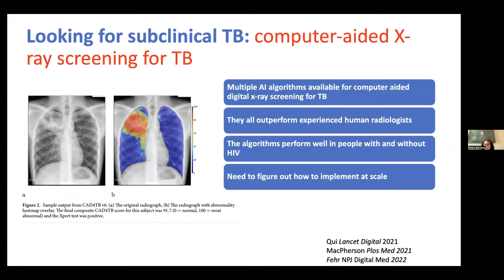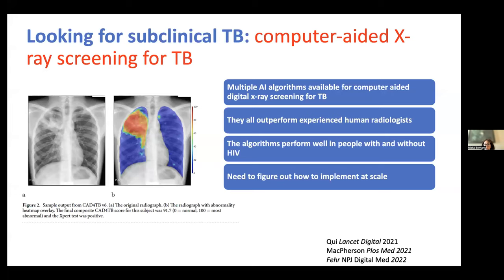Others have talked about this, I think even in the VITS ID lecture series, so I won't go into a lot of detail, but digital chest X-ray holds a lot of promise for screening for TB. The major roadblock in using chest X-ray for mass screening is the availability of radiologists or doctors to interpret chest X-rays. There just aren't enough radiologists and doctors in the world to interpret all the X-rays that would need to be done if we wanted to use mass chest X-ray screening for subclinical TB. And so we need to rely on computer-based algorithms.